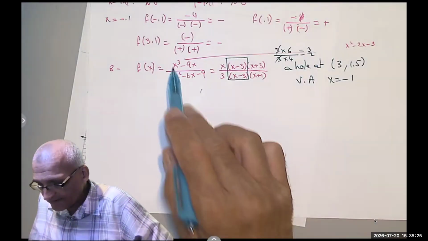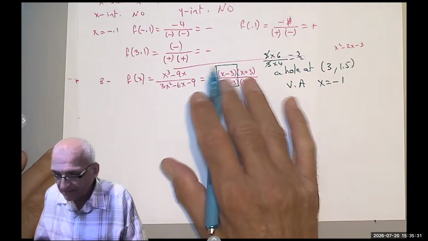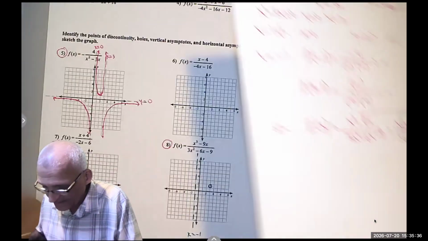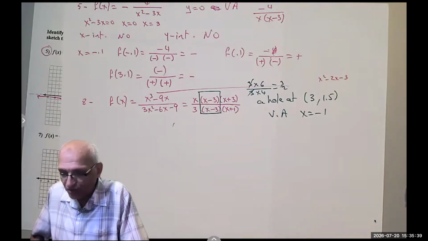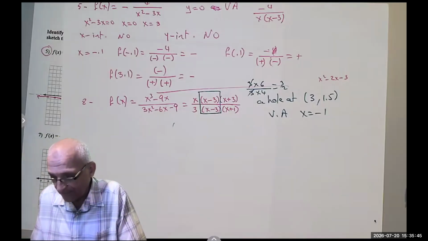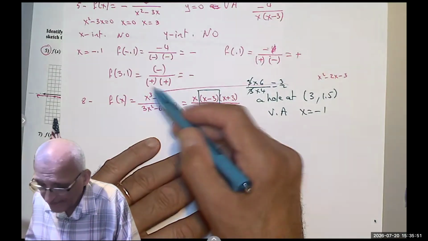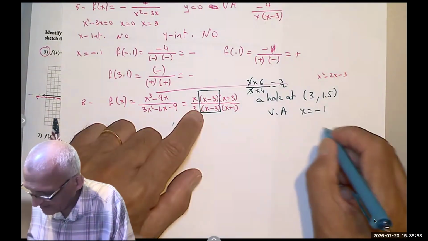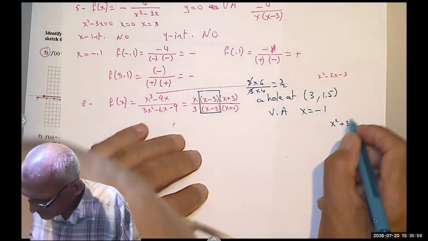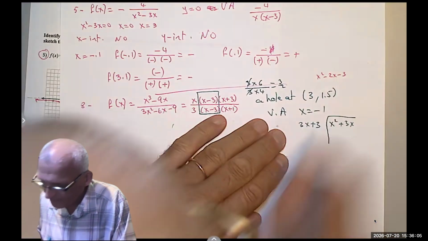And then I look at the degrees. The degree of the numerator is higher than that of the denominator, so I'm going to use long division. In fact, I'm going to do long division. I don't care about the x minus 3, so I could divide these. It's no big deal, but I prefer to say x squared plus 3x divided by 3x plus 3, right?